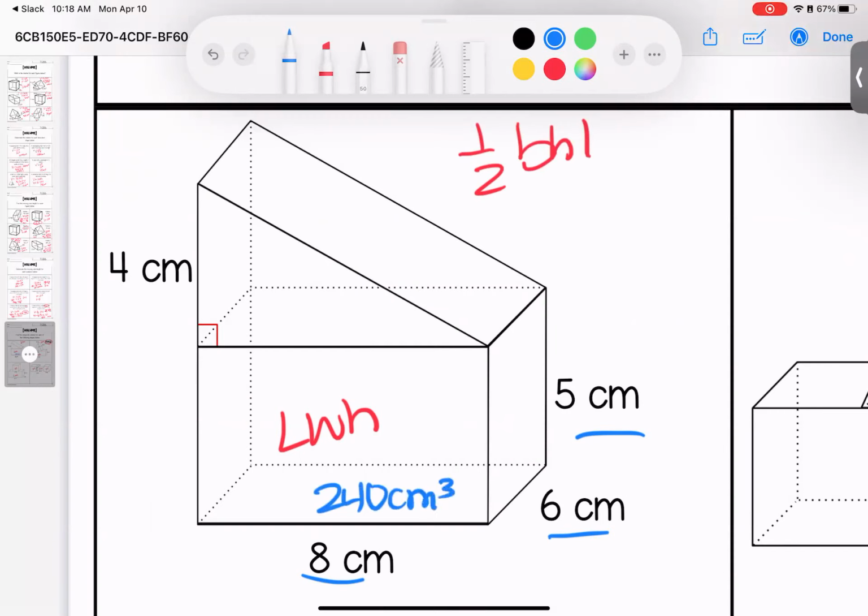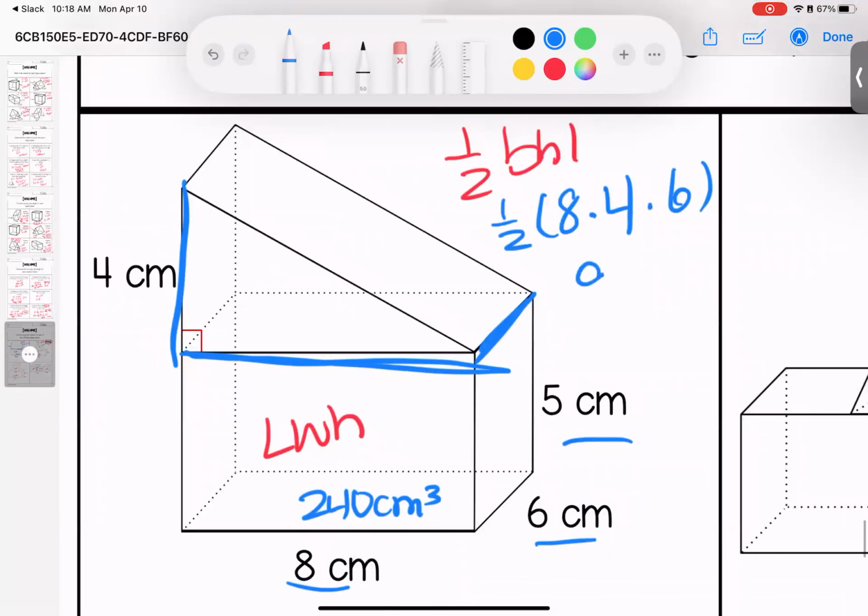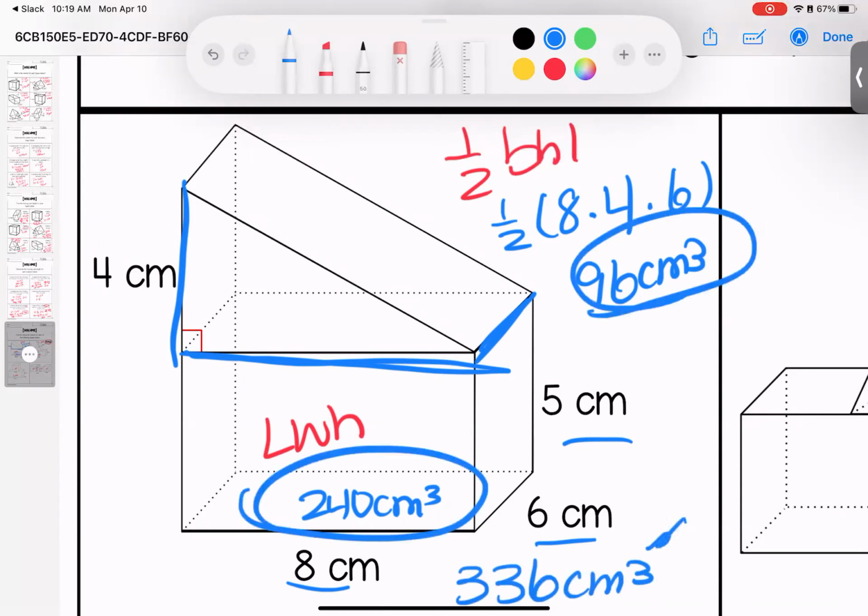Now coming up here for our triangle though, 1/2 of a base, which is a shared side of 8, a height of 4, and a width or a length of 6. So right there we have to do 8 times 4 times 6, which is 192, but we need half of it. So we get 96 centimeters to the third. If we add that with the 240 we had below, all together we have 336 centimeters cubed. So we add these 2 pieces together to get the total volume.